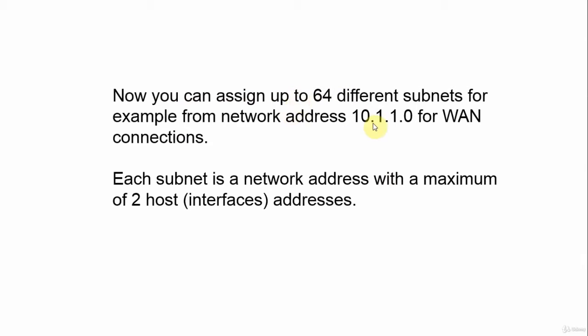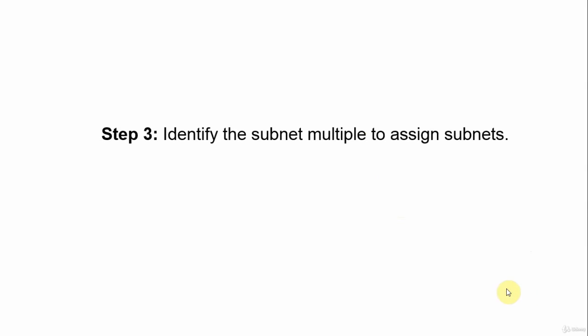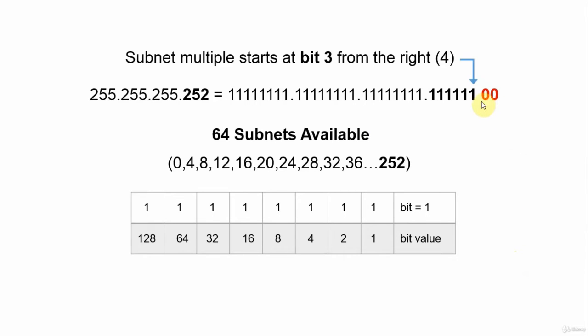So you've got 64 subnets that I'm going to create from that one Class A address for WAN connections. It all has to do with WAN connections for this example. So what's the subnet multiple to assign subnets and start creating my ranges? Well, in this case, there's my host bits, so the bit position 3, what's that? Well, that's a 4 for bit position 3. So there's my multiple. That bit position has a value of 4, and that gives me a lot of subnets, 64 altogether, 0 through 252. So lots of subnets available.